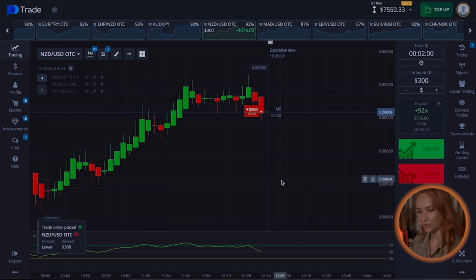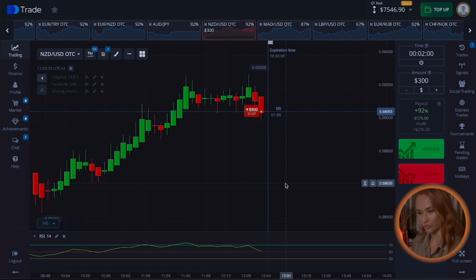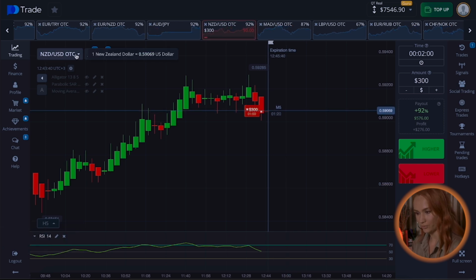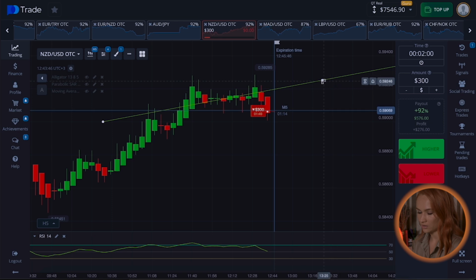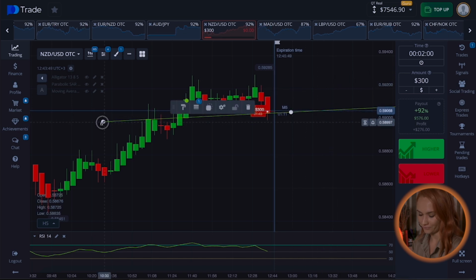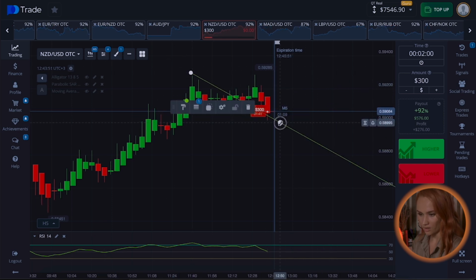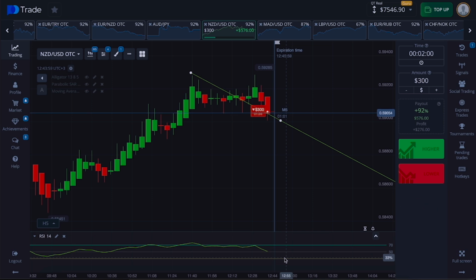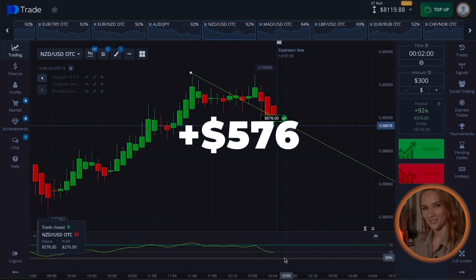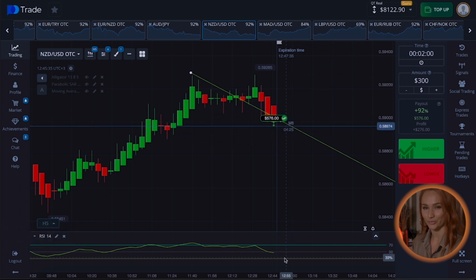Now, I open a New Zealand dollar US dollar deal for 2 minutes. We see a downtrend emerging, begins right about here, and the RSI line crosses the 70 line from top to bottom. This is a confirmation of a downtrend. Splendid. Another deal brings us profit.